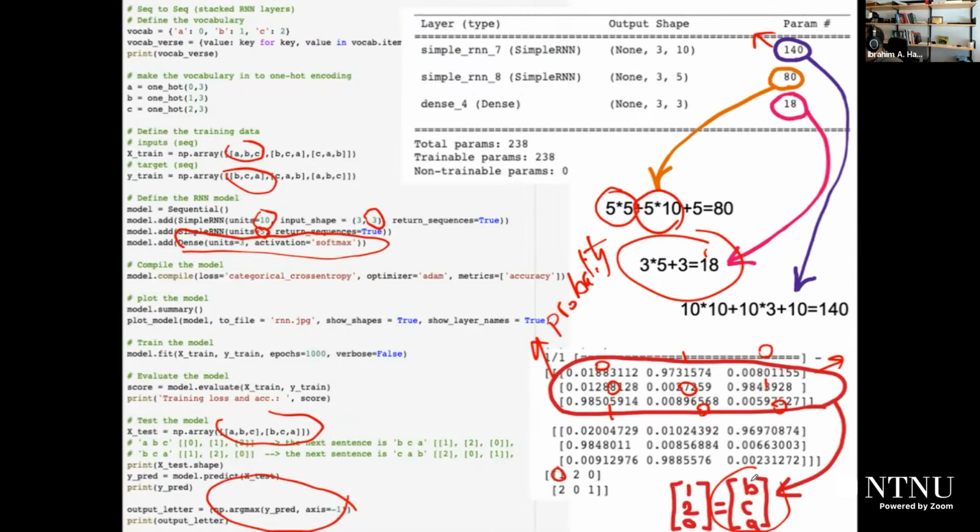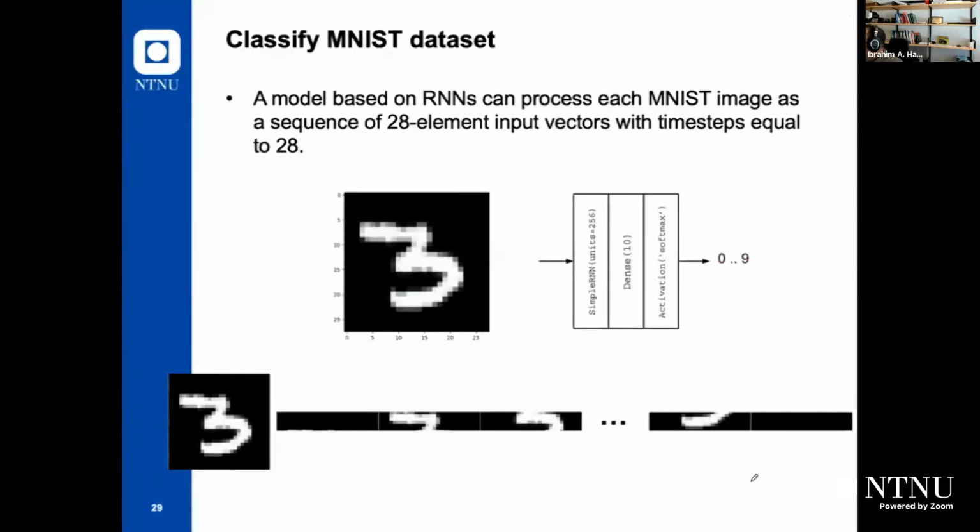Those models are just meant for time series and text, but we can also use them for images, because we can use image captioning, for example. So the input could be an image and the output could be a description, or it could be a class. So I need to classify the MNIST dataset using RNN. A model based on RNN can process each MNIST image as a sequence. RNN cannot consume this image as it is, similar to CNN, but we need to convert it into sequences.